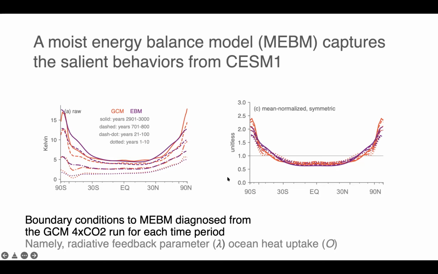And these panels are the raw warming pattern and the mean normalized symmetric warming pattern in the GCM in red and the EBM in purple. And the point is that the EBM captures the GCM behavior suitably well, in our estimation, such that we can then use the EBM for further experiments to get at the underlying mechanisms.